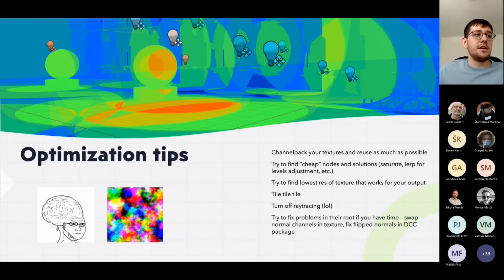So, channel packing the textures, like on the bottom left, this noise texture. It can be seen that I'm using different red, green, and blue channels for different masks, and you channel pack them so the engine doesn't need to look up 3 different textures and 3 different images. You just put it all inside one, and you can get 3 different textures, or 4 if you use the alpha channel. And try to find some cheaper solutions.